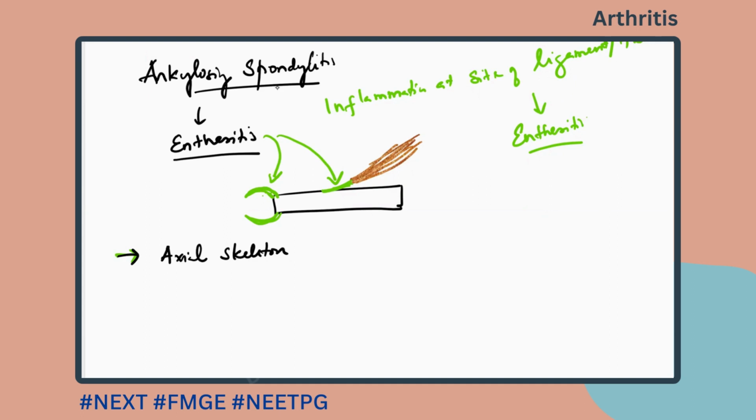Okay. So axial skeleton is commonly involved in ankylosing spondylitis, whereas in rheumatoid arthritis and osteoarthritis, peripheral skeleton is most commonly involved. So involvement of axial skeleton results in a classical finding called as sacroiliitis. So sacroiliitis is diagnostic of ankylosing spondylitis. Very, very important.